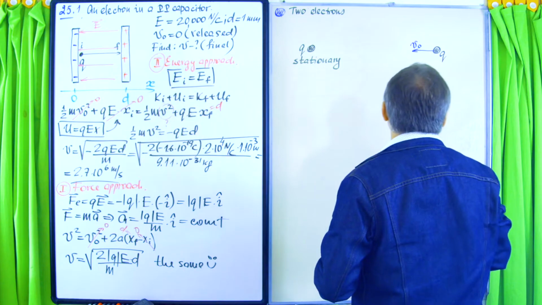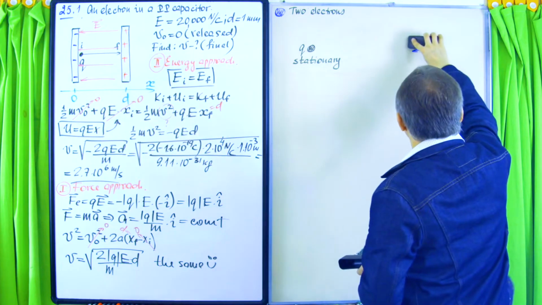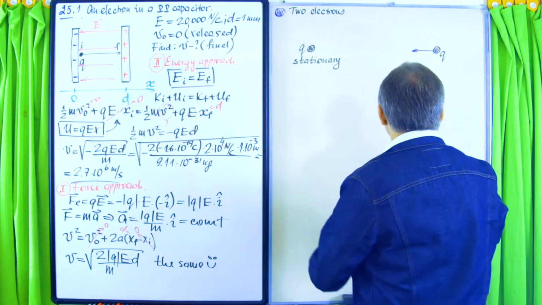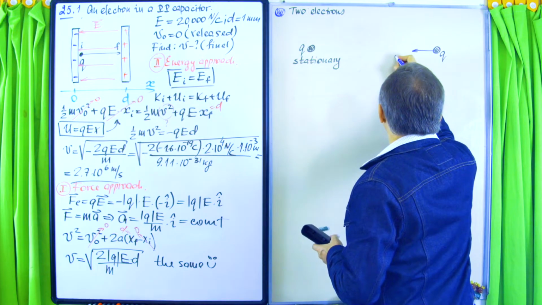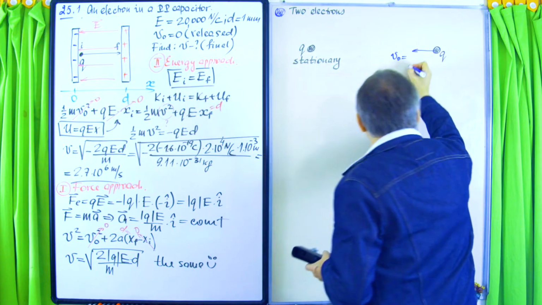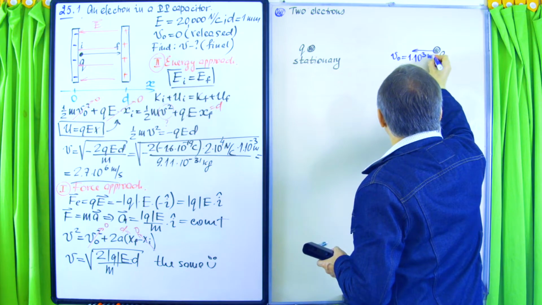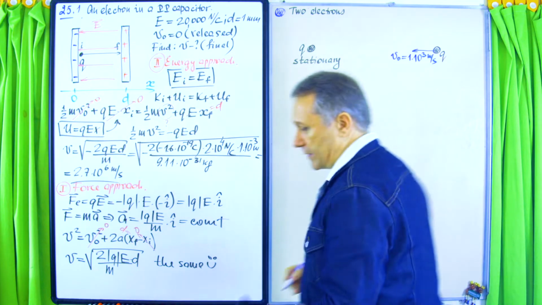All right. You know what? I will probably write values on the picture. So let me write it underneath. So v sub 0 equals 1 times 10 to the power of 3 meters per second, 1 kilometer per second.